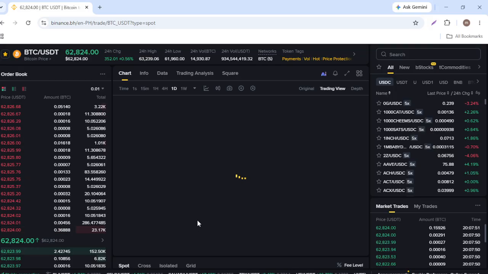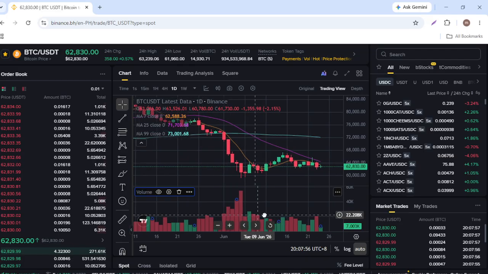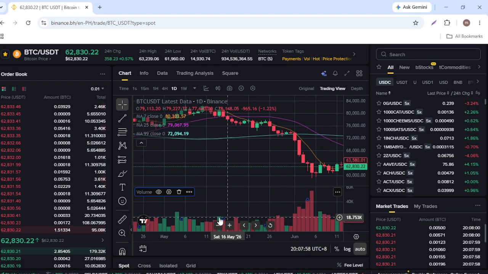And that's how to check trading volume on Binance. Once you know where to find it, volume becomes a simple but useful part of reading the market.